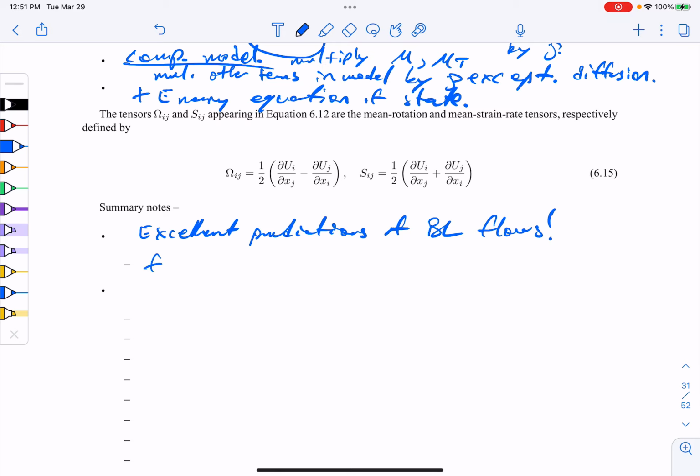So what do we do? We need to find closure coefficients that agree with experiment at the end of the day. That's our way of validating. Calibrate these, run our CFD solver, see if it agrees with experiment.